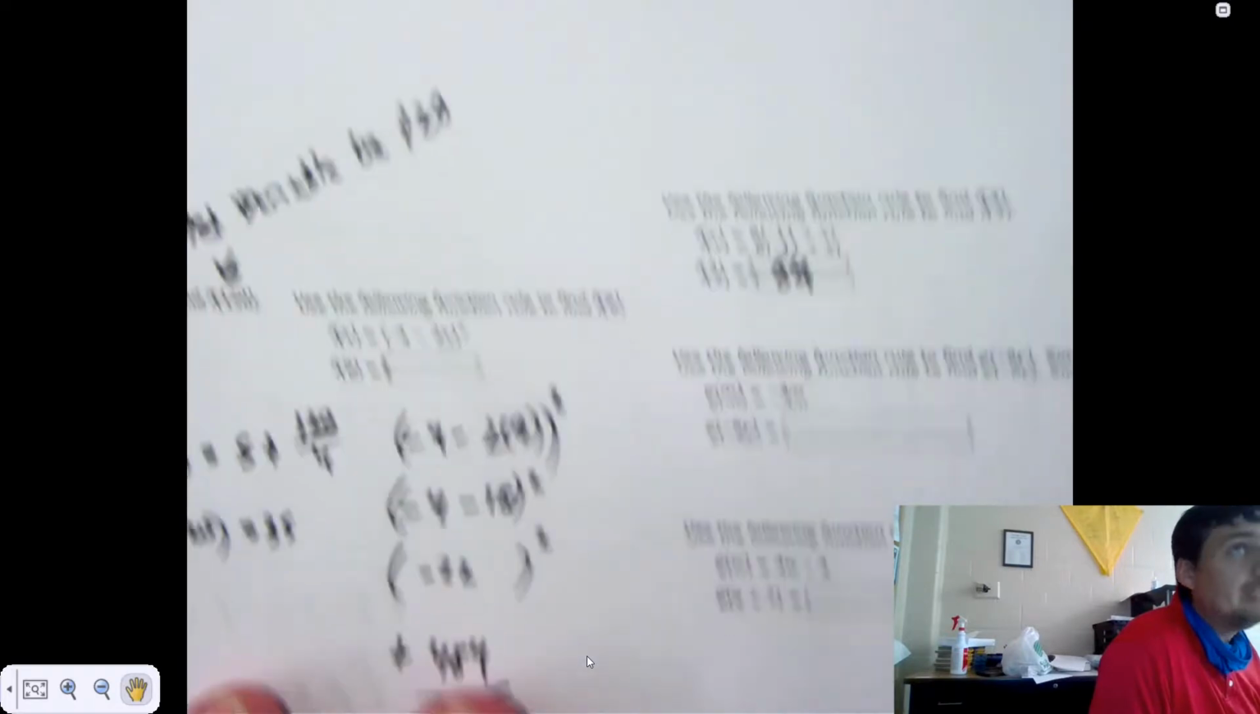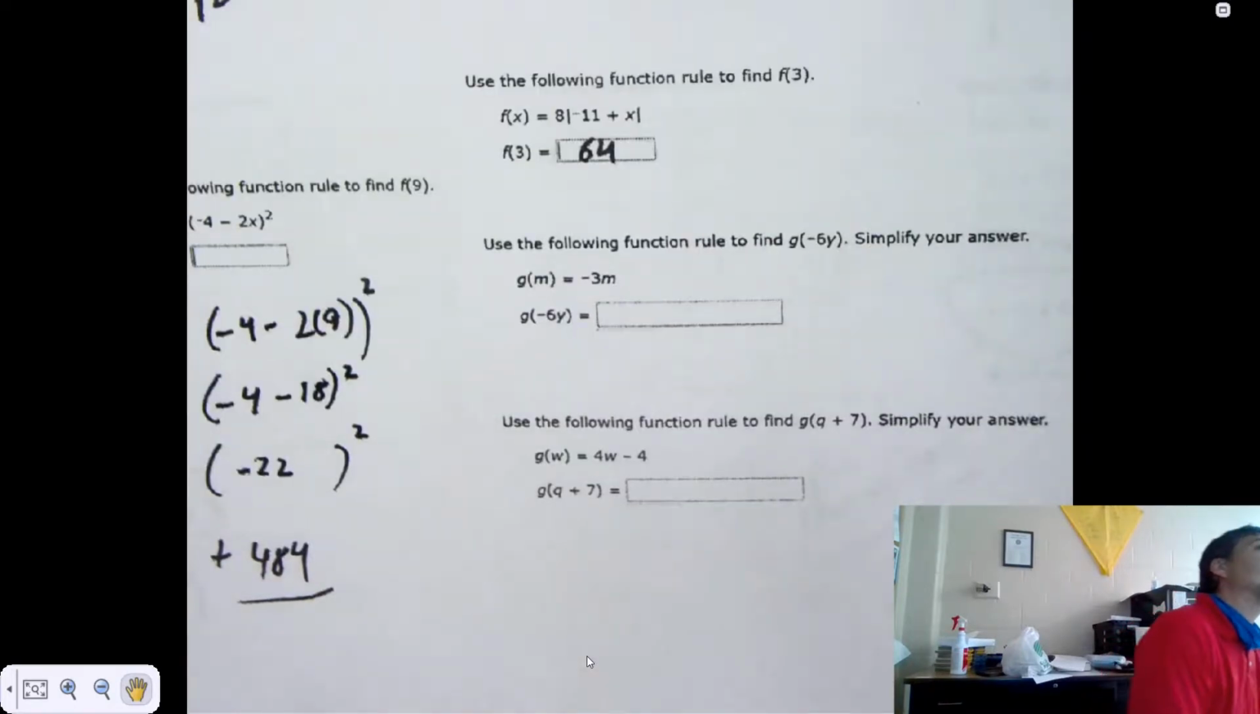All right, so once you get into maybe the 80s, you start seeing things like this. Use the following function rule to find g of -6y. And you've done all this work to get there, but then you get here and you just thought the world just ended, like everything changed. It's the same deal. What do you let the variable be? Yeah, it's the same thing. Plug in, replace. Who cares? It's not necessarily a number anymore.